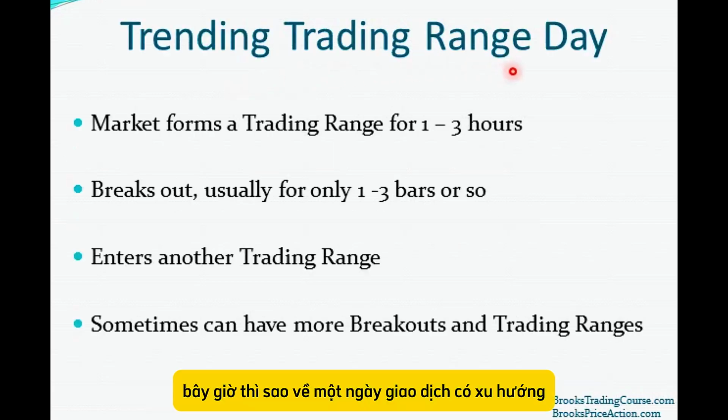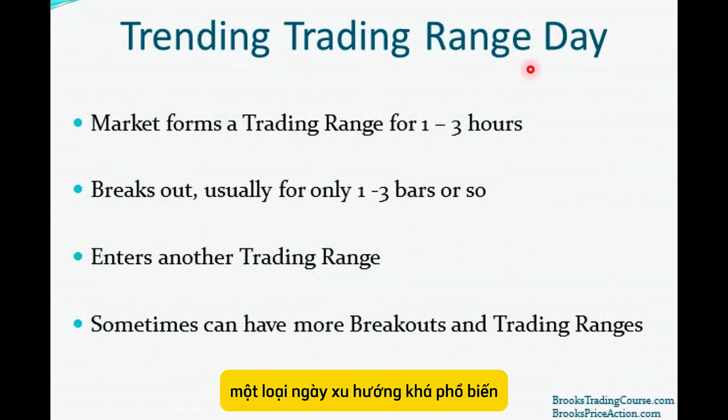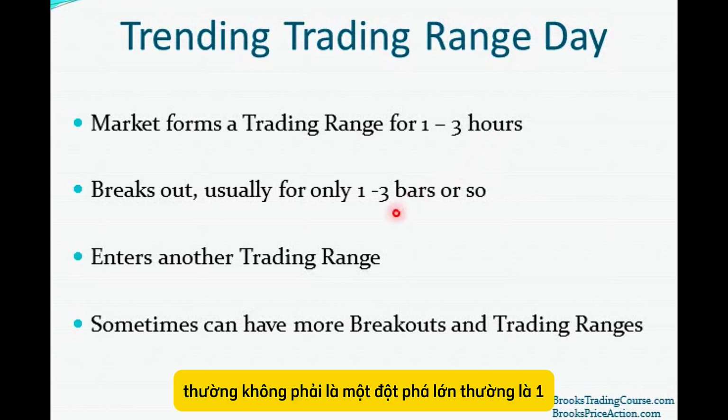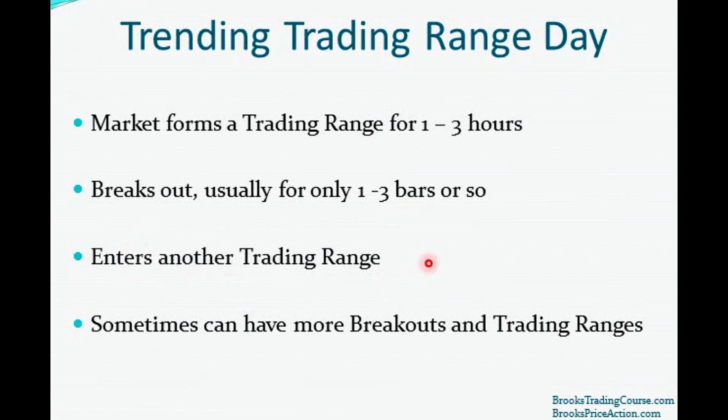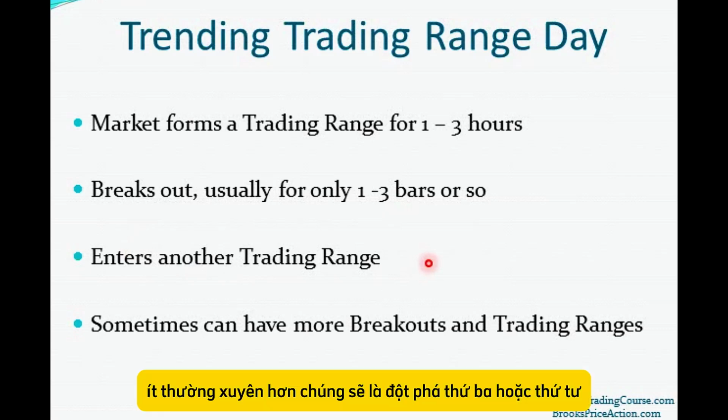Now, what about a trending trading range day? A fairly common type of trend day. The market will form a trading range for the first hour, 2 or 3, and then it breaks out. Usually not a big breakout, usually 1, 2, or 3 bars, and then it enters another trading range. Less often, there'll be a 3rd or 4th breakout and trading range.